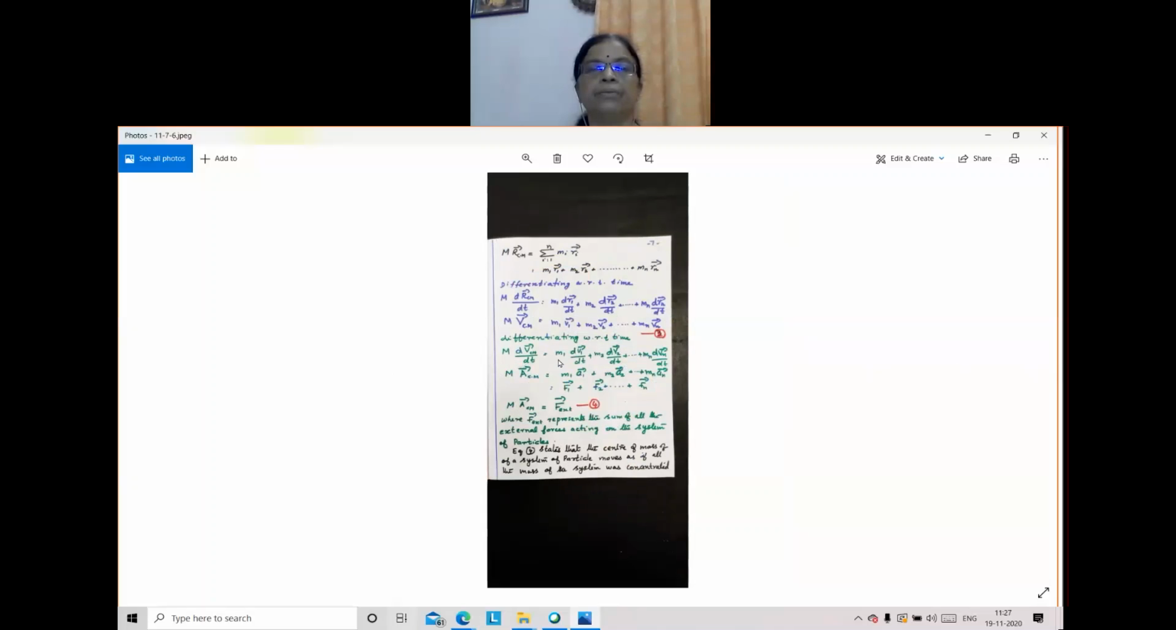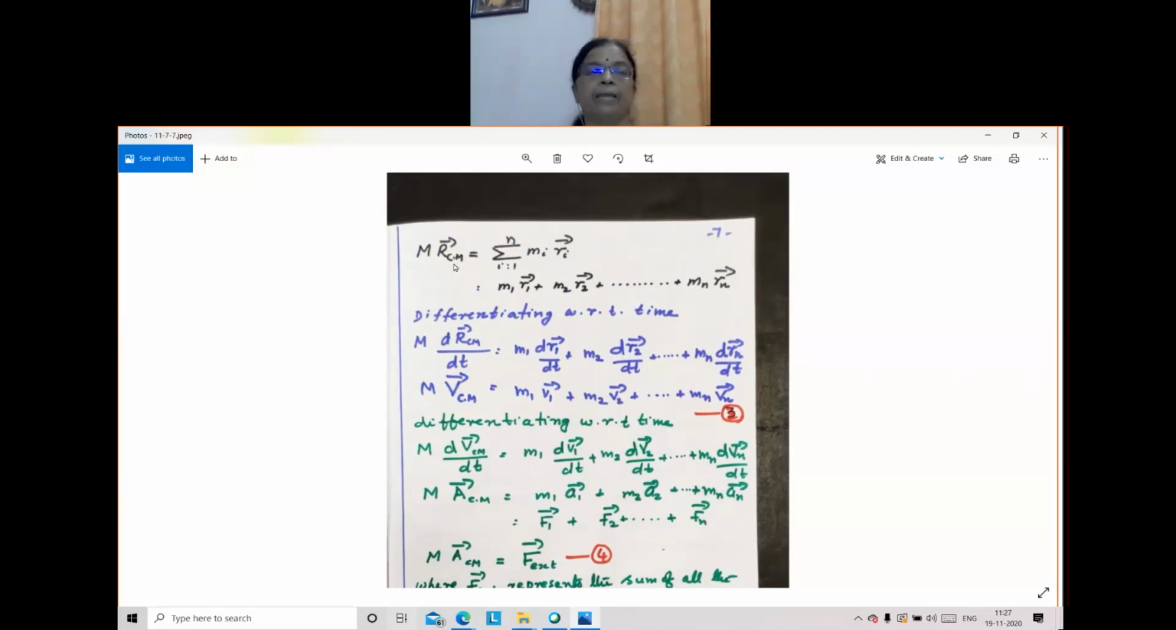Then we are going to find the expression for force. So mass into position vector: that is sigma i equal to 1 to n m_i r_i. Expanding: m1 r1 vector plus m2 r2 vector plus etc. mn rn. We got that. Then differentiating with respect to time. Okay, m is constant, no need to differentiate. Only the position vector is varying. So dR cm by dt, where cm means center of mass. Differentiating, we are going to find the expression for force.